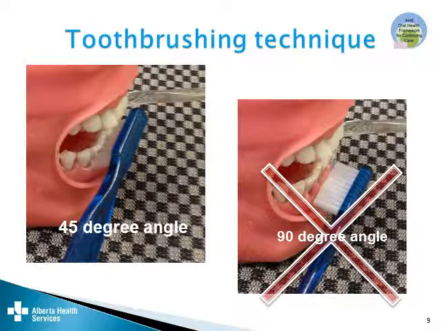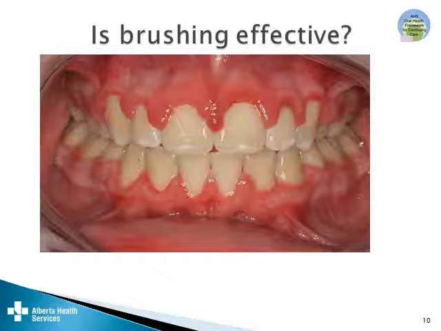Why is brushing so important? Brushing is the key infection prevention procedure in mouth care. It prevents both gum infections or gingivitis and tooth decay or cavities. This picture is showing generalized gum redness, swelling, and inflammation with bleeding when brushing, and it is called gingivitis. Bleeding will occur with brushing of these teeth.